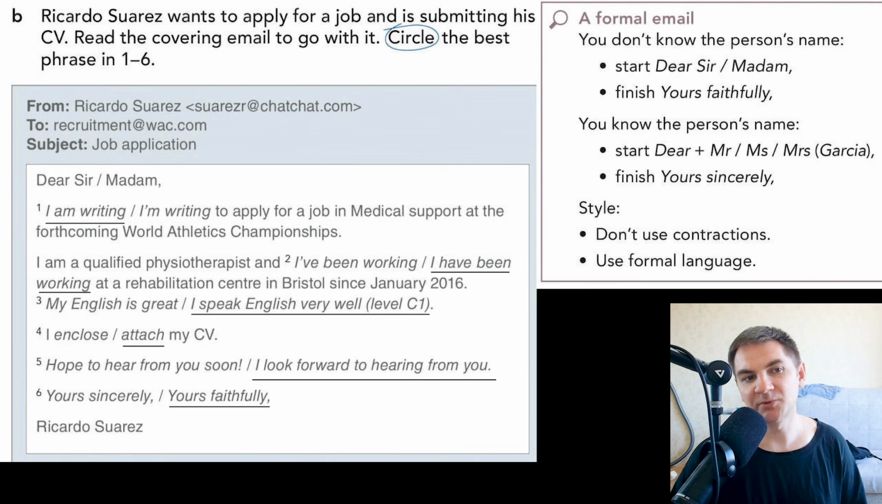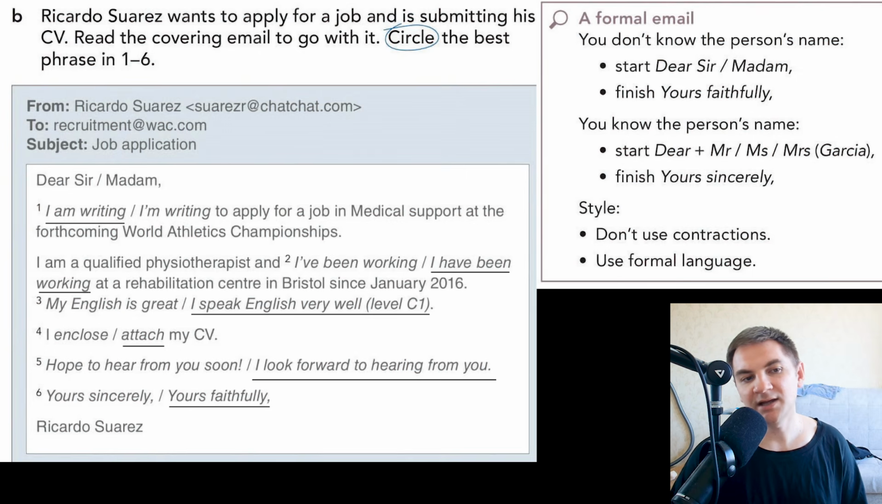Okay, let's see. Number 1, I am writing. In formal writing, it is standard to avoid contractions. Shortened forms like I'm, don't, can't. Using the full form I am makes the email sound more professional and polite.